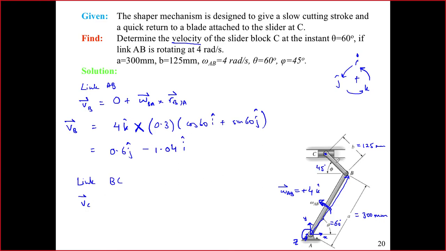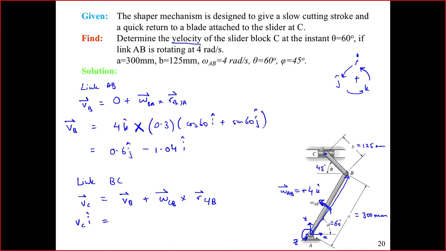So then looking at link BC, I have VC is in terms of VB plus omega CB crossed with RCB. Okay, so again we will have to look at the physical problem. We can see that this slider C is confined to a horizontal motion, right? So VC must be in the I direction only. There is no J component for it.